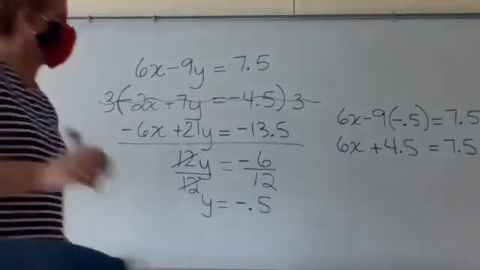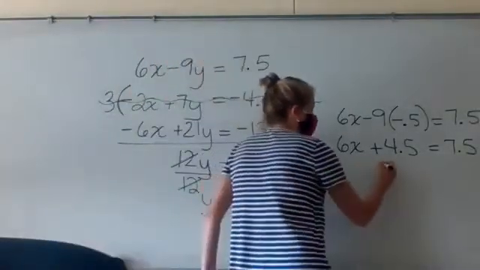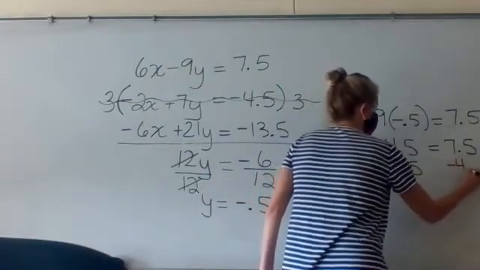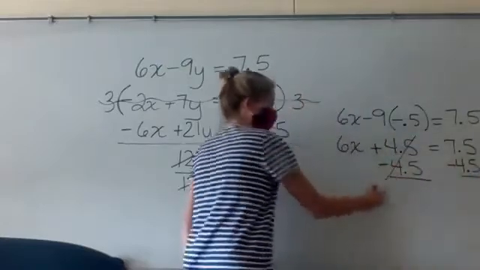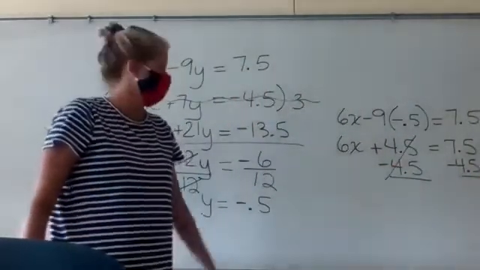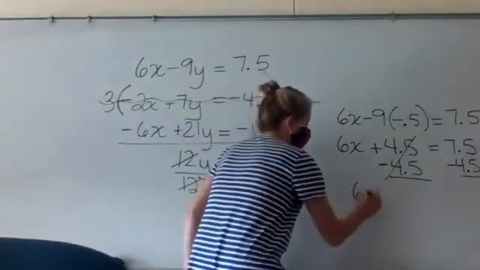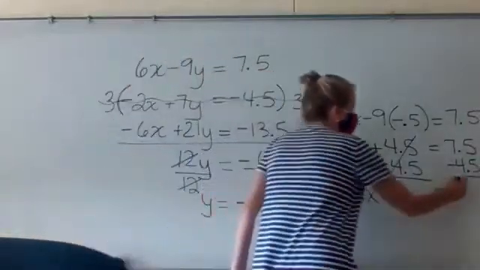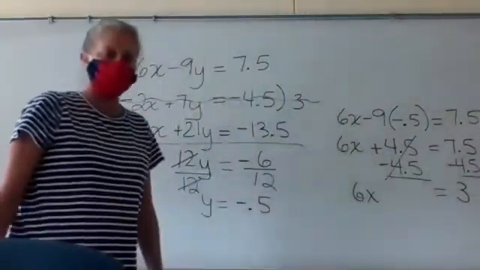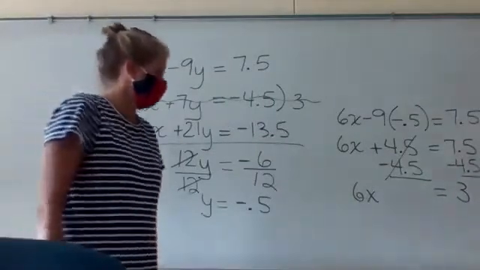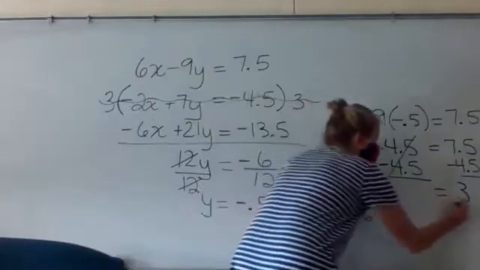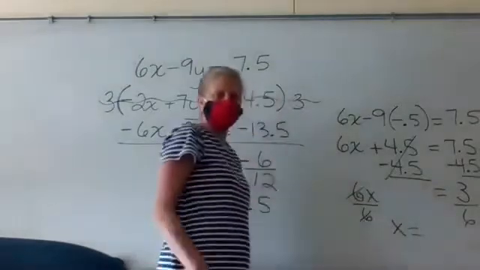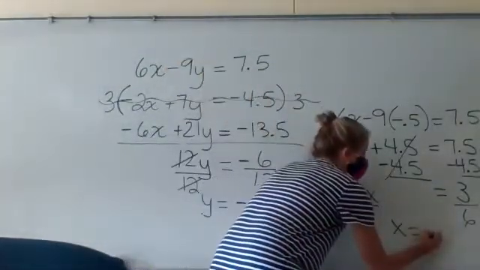All right, solving for x still, getting x by itself. So I need to get rid of this plus 4.5 with a minus 4.5. So those cancel. What am I left with on the left side? Just a 6x equals 7.5 minus 4.5 is 3. Divide both sides by that 6 to get the x by itself. So x equals 3 over 6. If you type that in your calculator, you get 0.5.